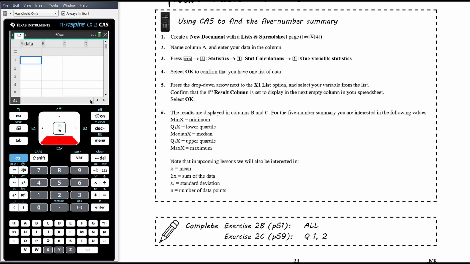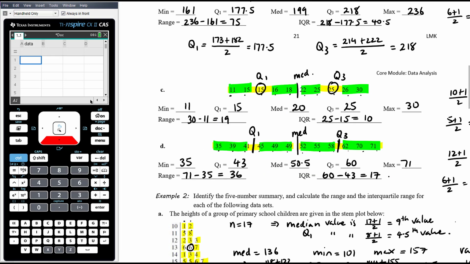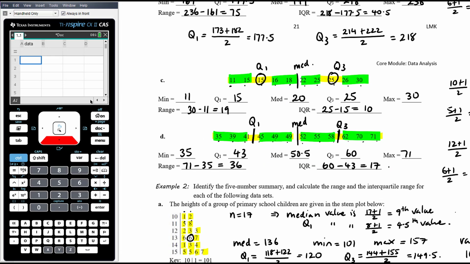And I'm going to enter the data in column A. Let's just pick one of these so we can confirm one of our answers here. So let's just take these numbers in part D, Question example 1, part D. So 35, 39, 41, 45, 49, 49, 52, 55, 58, 62, 70, and 71. Okay, so 12 bits of data. Yes, that's what we found back then.